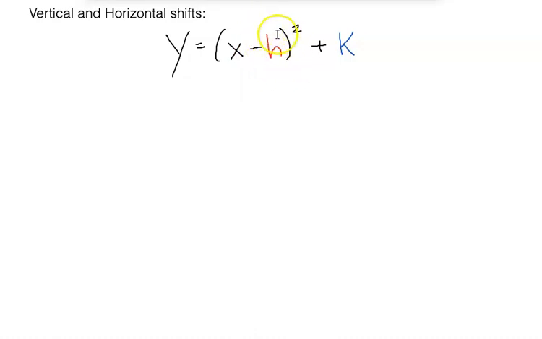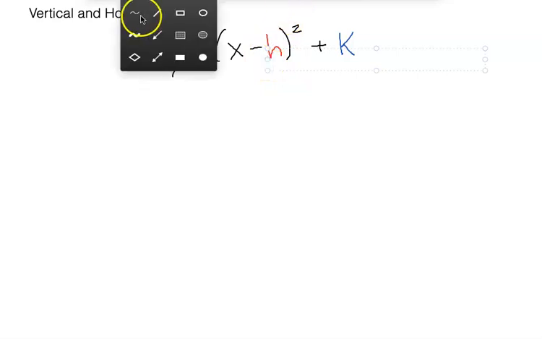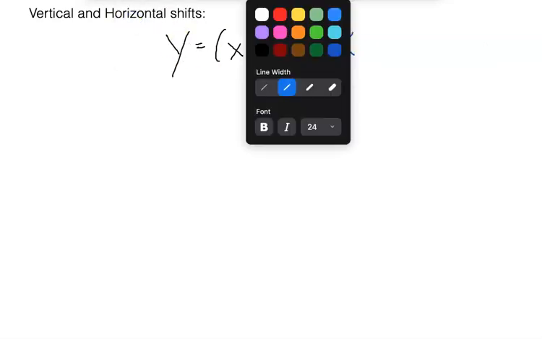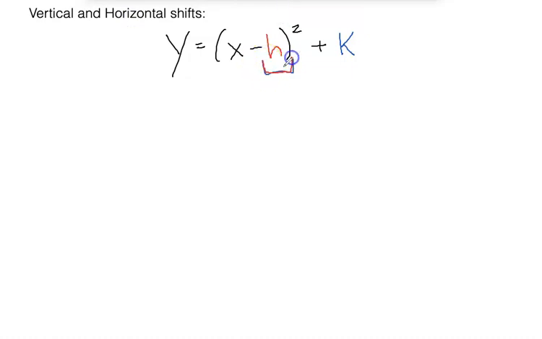So the h value is going to tell us if we move left or right. If this h value is negative, it's going to move the graph left. If the h value is positive, it is going to move the parabola right. Remember, we're talking about the graph of the equation, which is the parabola, and whether that parabola is going to move left or right.